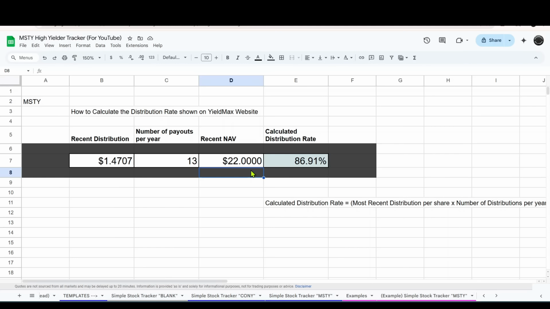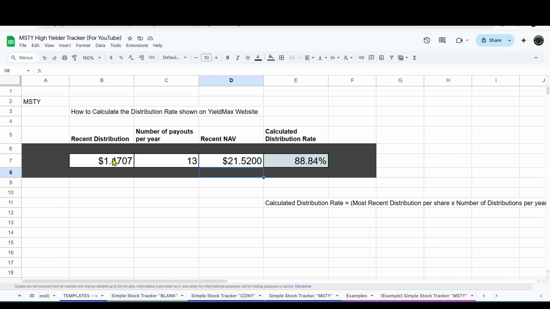Now, how does it change? Well, there's only two numbers that can change. And of course, as we stated, that's the NAV and that's the distribution. So if the distribution increases or decreases, then that will change our calculated distribution rate for the website. So at the current NAV of 21.52, we know that 88.84% is what's shown on the website.